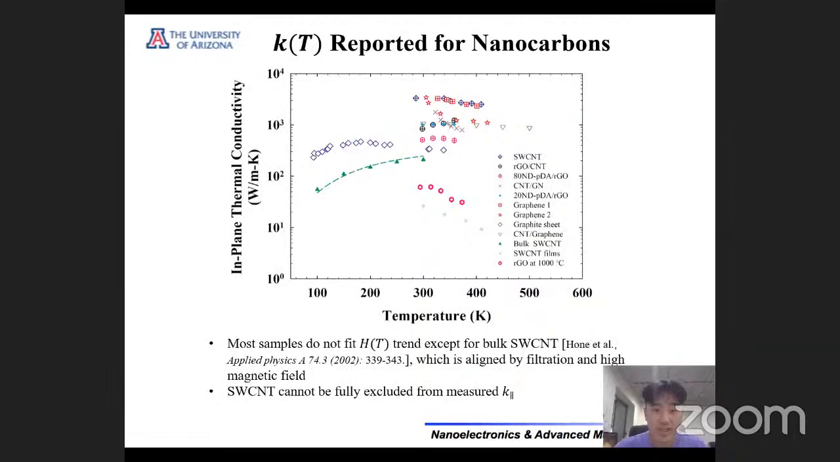We compared with the other reported nanocarbons. Most samples do not fit the H trend except for bulk SWCNT, which is aligned by filtration and a high magnetic field. With a strong SNS limit or at the SNS limit, SWCNT and graphene may have the same temperature dependency of thermal conductivities, so SWCNT cannot be fully excluded from the measured in-plane thermal conductivity.